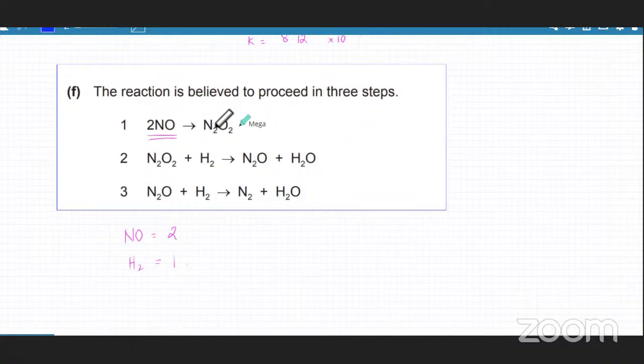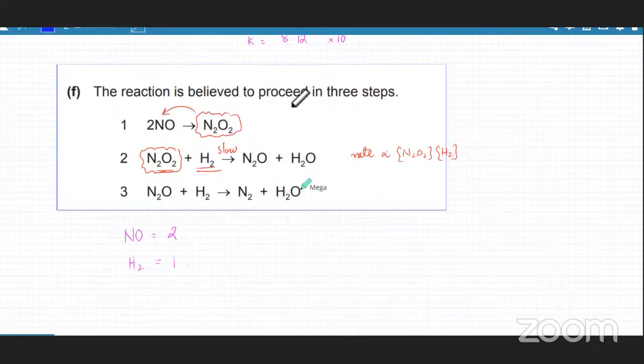So we're going to move to the second. Let's assume that the second one is your slow step. So the rate of the reaction would depend on these two things. That would indicate that the rate depends on H2 concentration and N2O2 concentration, assuming that the second one is the slow step. Now, if you look at the second reaction, you would notice that N2O2 is not a reactant. N2O2 is an intermediate, and that intermediate was produced in the previous step. And that intermediate is dependent on NO's concentration.